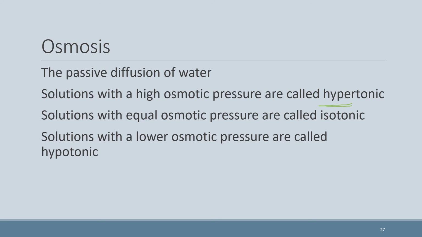Solutions with equal osmotic pressure are known as isotonic. Again, iso means the same. Tonic, again, we're referring to the solution. And those with lower osmotic pressure are called hypotonic. Again, hypo means below, so this would mean a lower osmotic pressure.